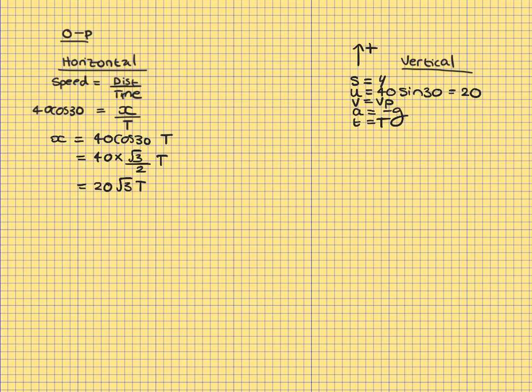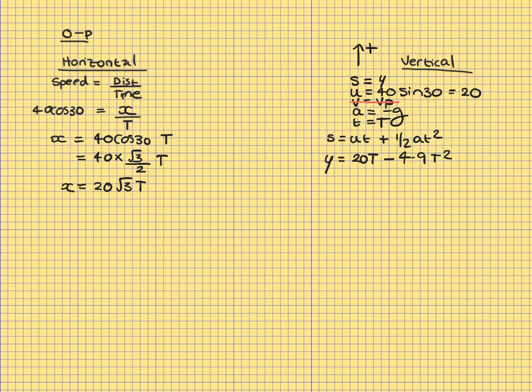So, as we have done fairly often in some of these questions, we can rule out v, and we need to use s equals ut plus a half at squared. So y equals 20t minus 4.9 t squared.